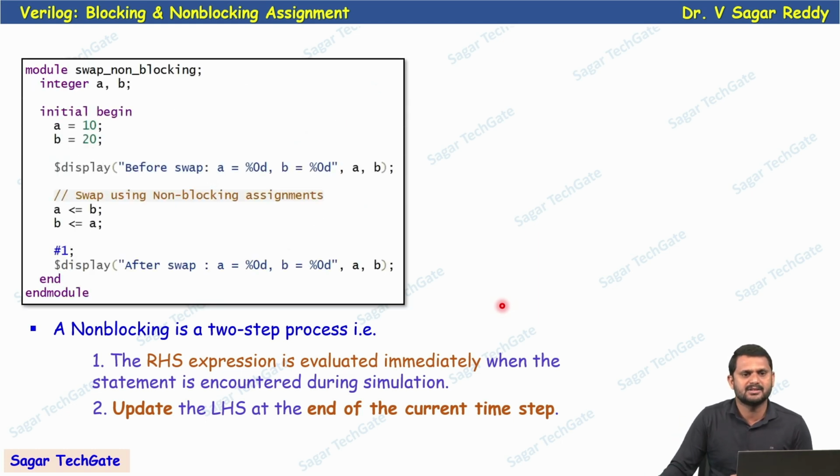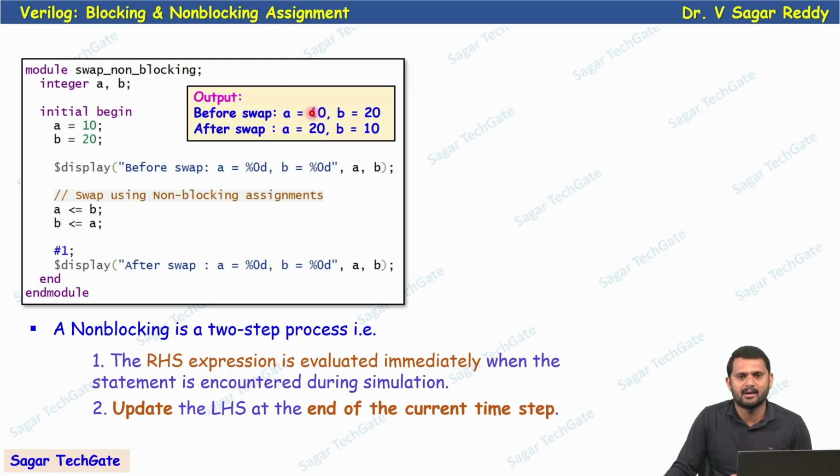Clear? Now see this example. Same example here. Module name, integer a, b, initial begin a equals 10, b equals 20. I will display those values of a and b. So now a less than or equal to b and b less than or equal to a. By that time, what is the value of b? B is 20 and a value is 10. So at the end of this current time step, we assign to a and b: 20 is assigned to a, and 10 is assigned to b. Now if you display, before swap a equals 10, b equals 20, then we'll wait 1 time unit delay, 1 time step, right?